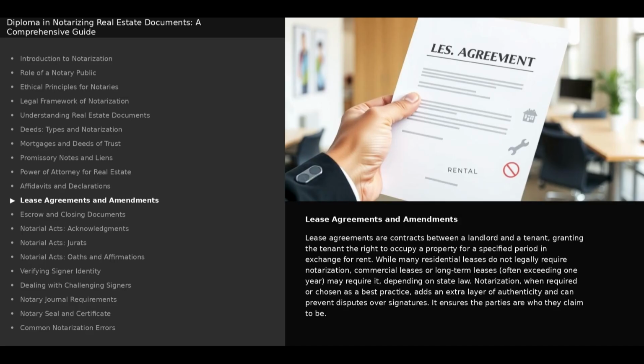Lease agreements and amendments. Lease agreements are contracts between a landlord and a tenant, granting the tenant the right to occupy a property for a specified period in exchange for rent. While many residential leases do not legally require notarization, commercial leases or long-term leases, often exceeding 1 year, may require it, depending on state law. Notarization, when required or chosen as a best practice, adds an extra layer of authenticity and can prevent disputes over signatures. It ensures the parties are who they claim to be.